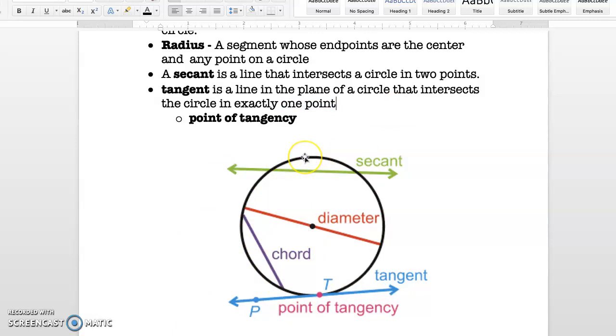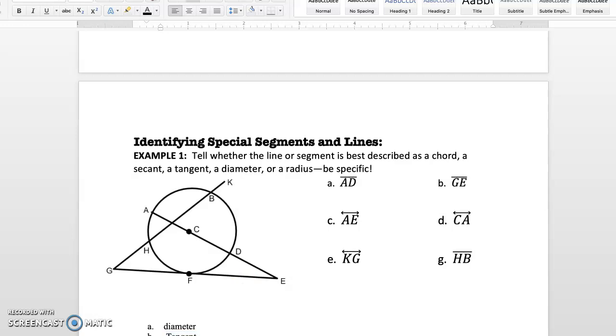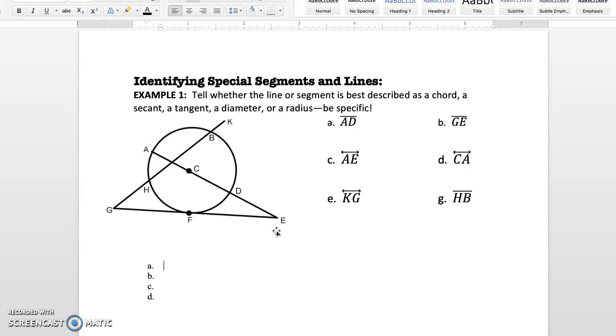These are just a few examples so you have an understanding of how to do your homework. Now down below, let me delete out some of these answers, is what your homework will look like. It will have you label different parts of the segments or lines within a circle.